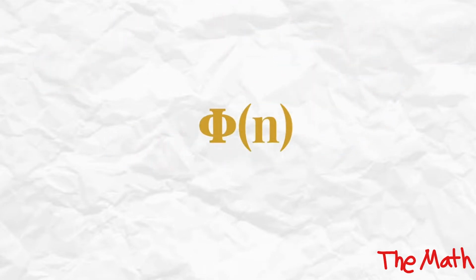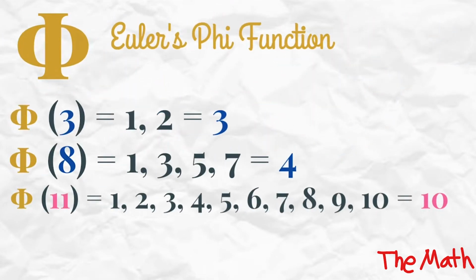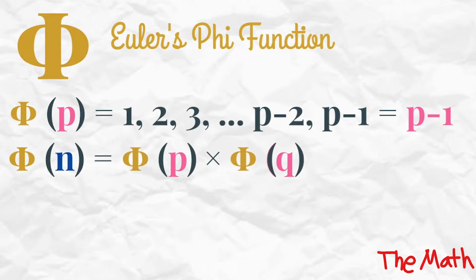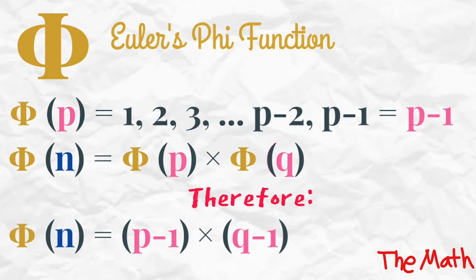This symbol is Euler's phi function that outputs the number of numbers less than n that don't share a common factor with n. This normally takes a ton of time to compute, but here's the shortcut. Since prime numbers don't have any factors and the phi of p is just p minus 1, we can also multiply phi's together. Remember that our modulus n is p times q, the product of two prime numbers, so therefore the phi of n is just p minus 1 times q minus 1.